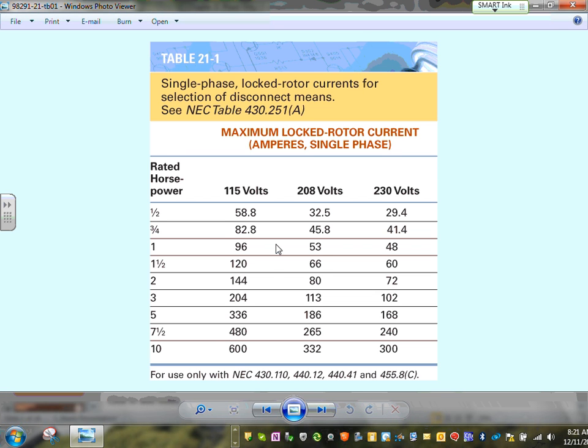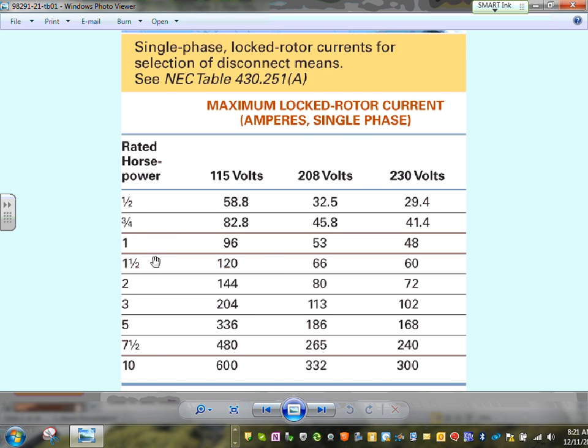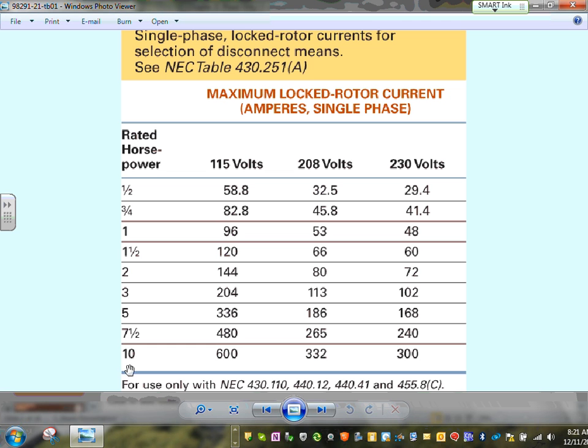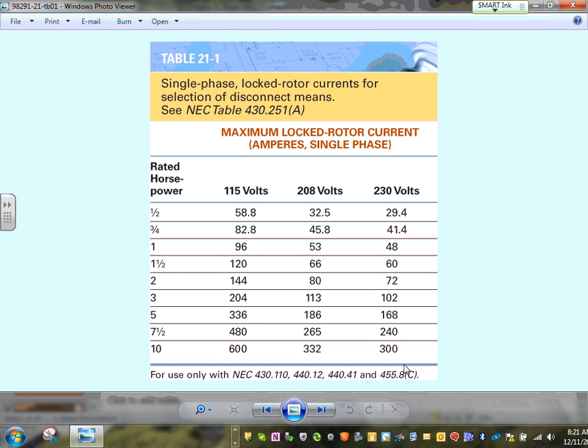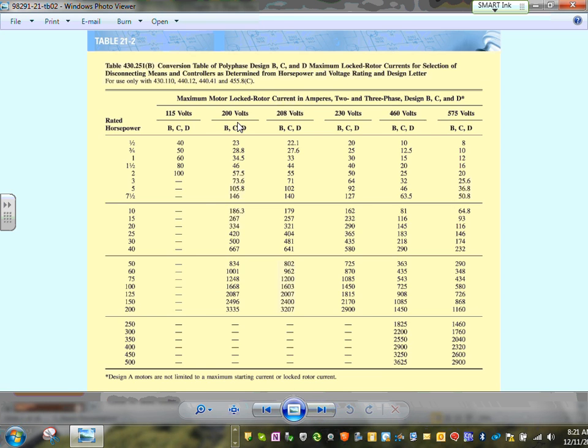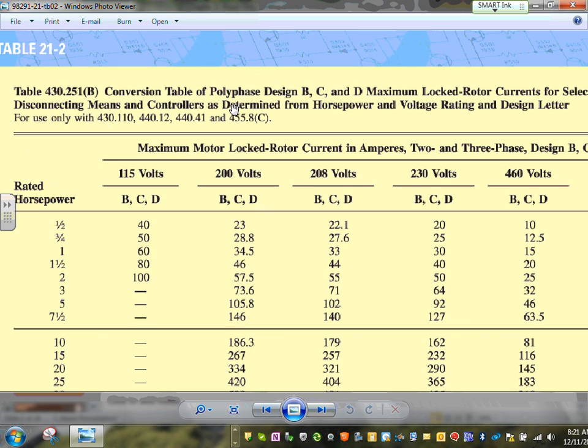The locked rotor current table gives you locked rotor current for different types of motors. For example, a single phase motor gives you a locked rotor current at 230 volts of 300. That will help you size your disconnect based on locked rotor current. Again, Karen, you guys will be doing this one with me.